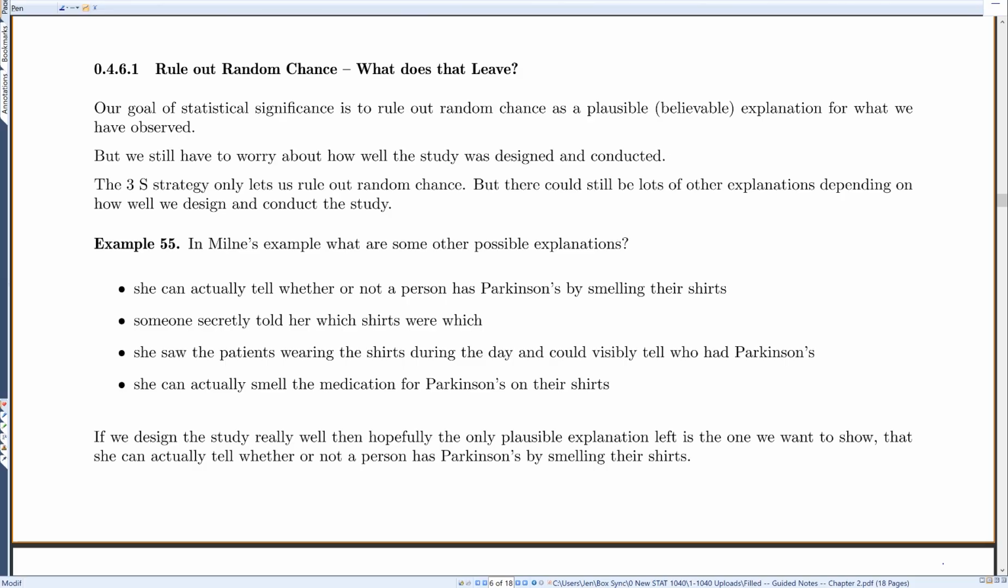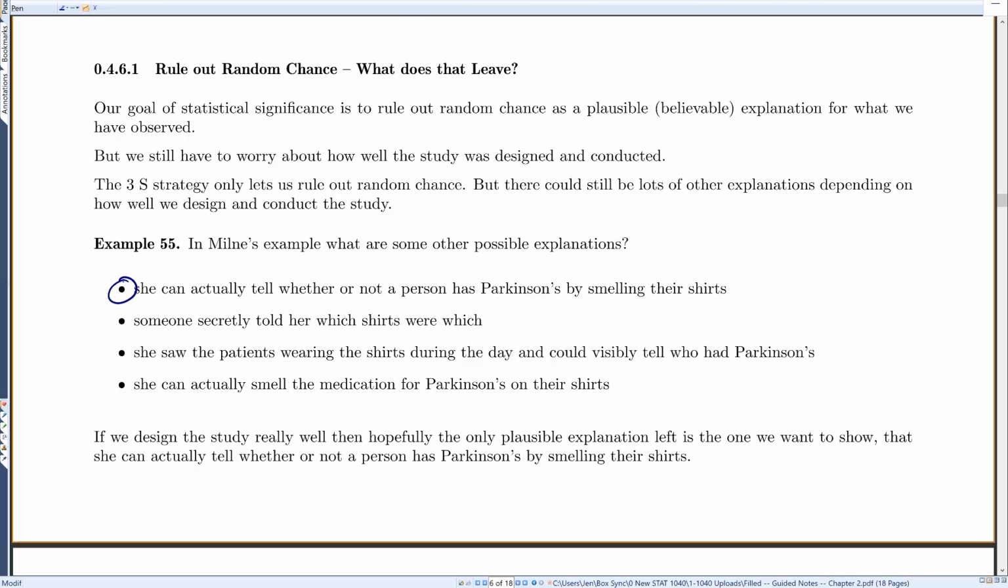So in Milne's example, what are some other possible explanations? One explanation is she can actually tell whether or not a person has Parkinson's by smelling their shirts. That's the one that we're kind of hoping is true. That's our research question. That's our alternative hypothesis. Sorry, we haven't learned about that yet. We will next. But maybe someone secretly told her which shirts were which.